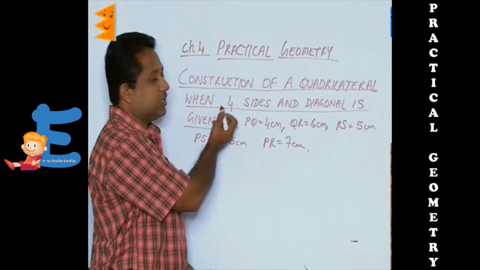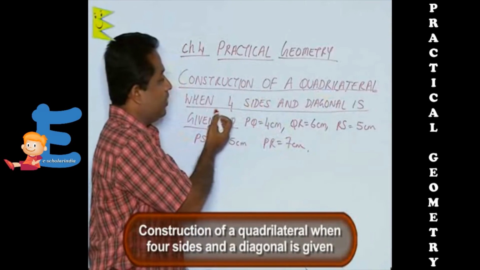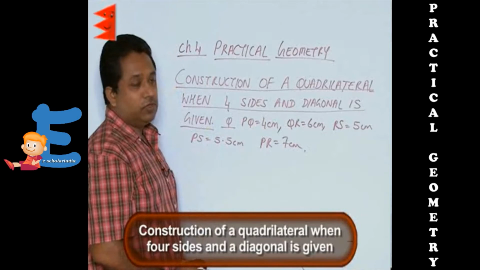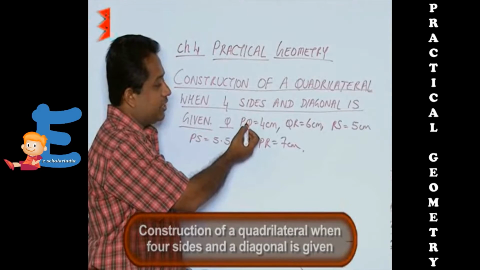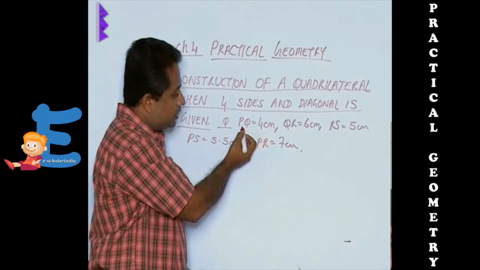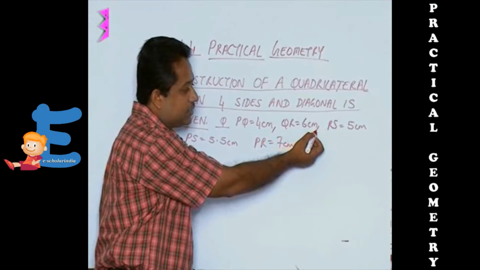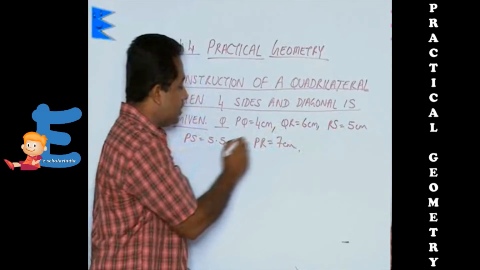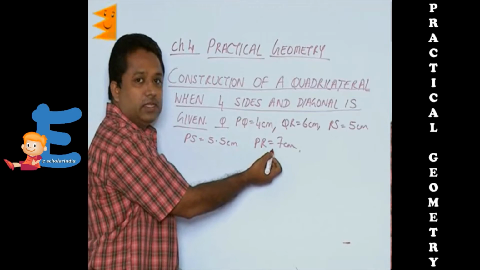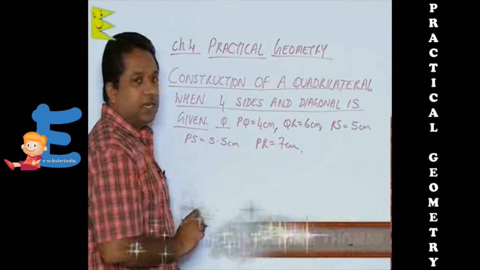Let us see the first type of question, construction of a quadrilateral when four sides and a diagonal are given. So the question is, four sides are given and one diagonal is given. So these are the dimensions. PQ is given 4 centimeter, QR is 6 centimeter, RS is 5 centimeter, PS is 5.5 centimeter and PR is 7 centimeter. So out of these, 4 are sides and 1 is the diagonal.